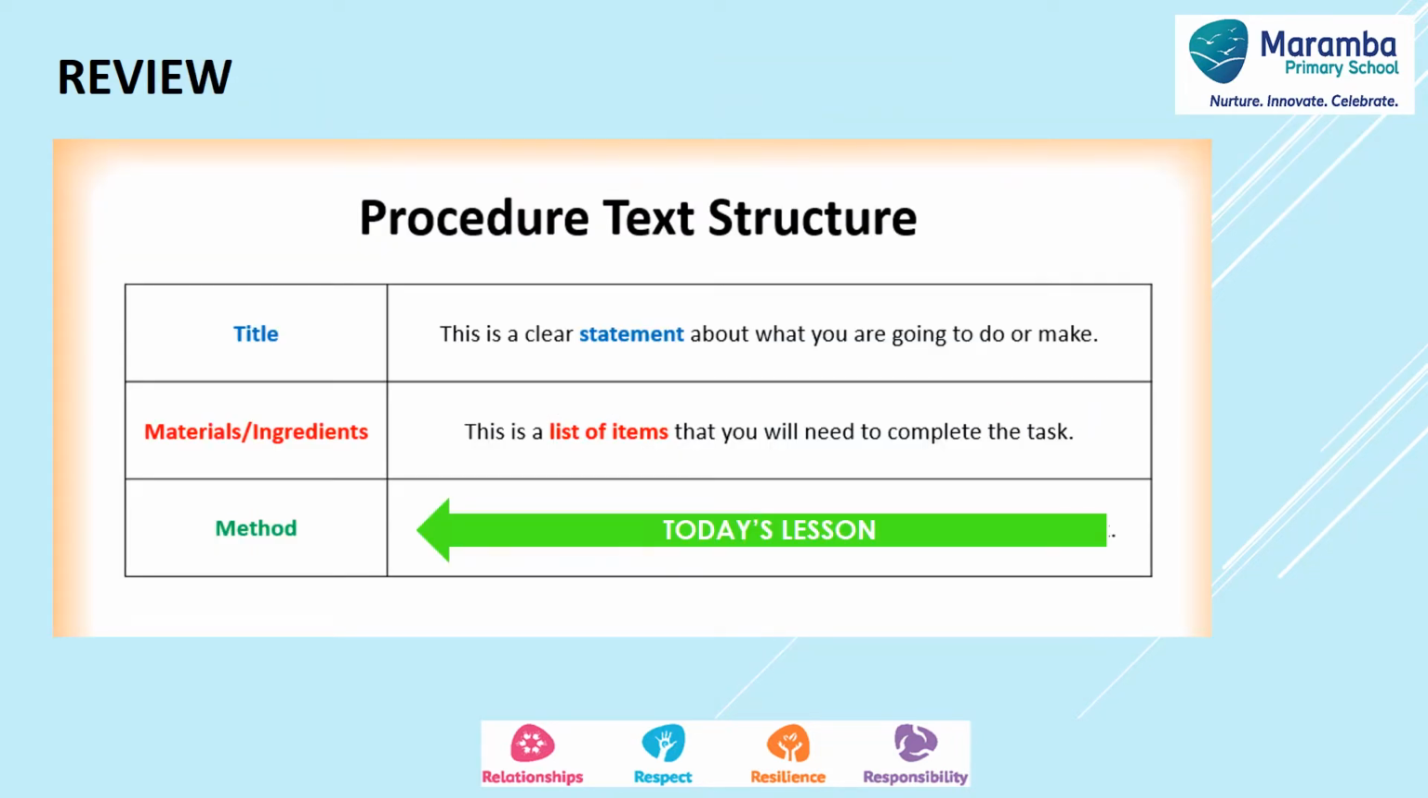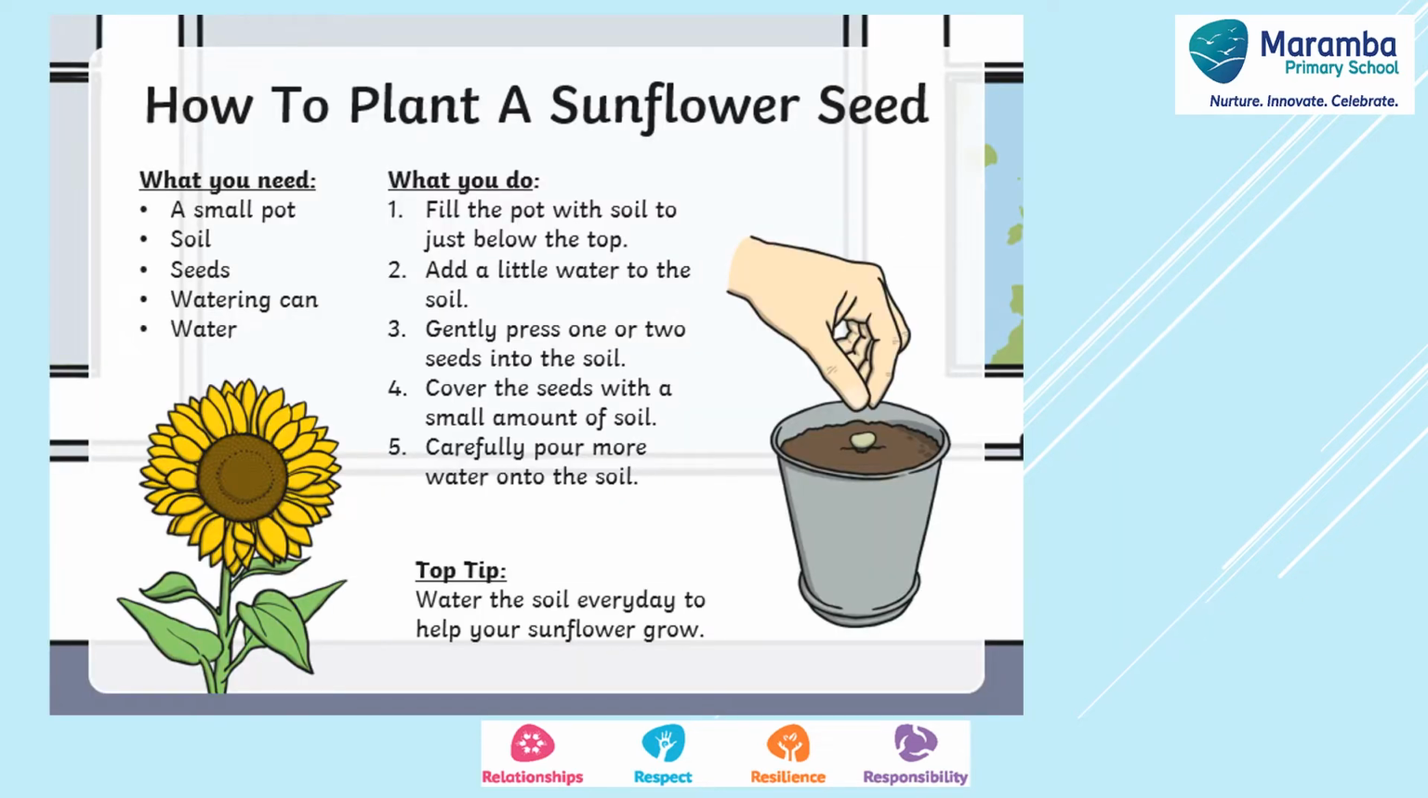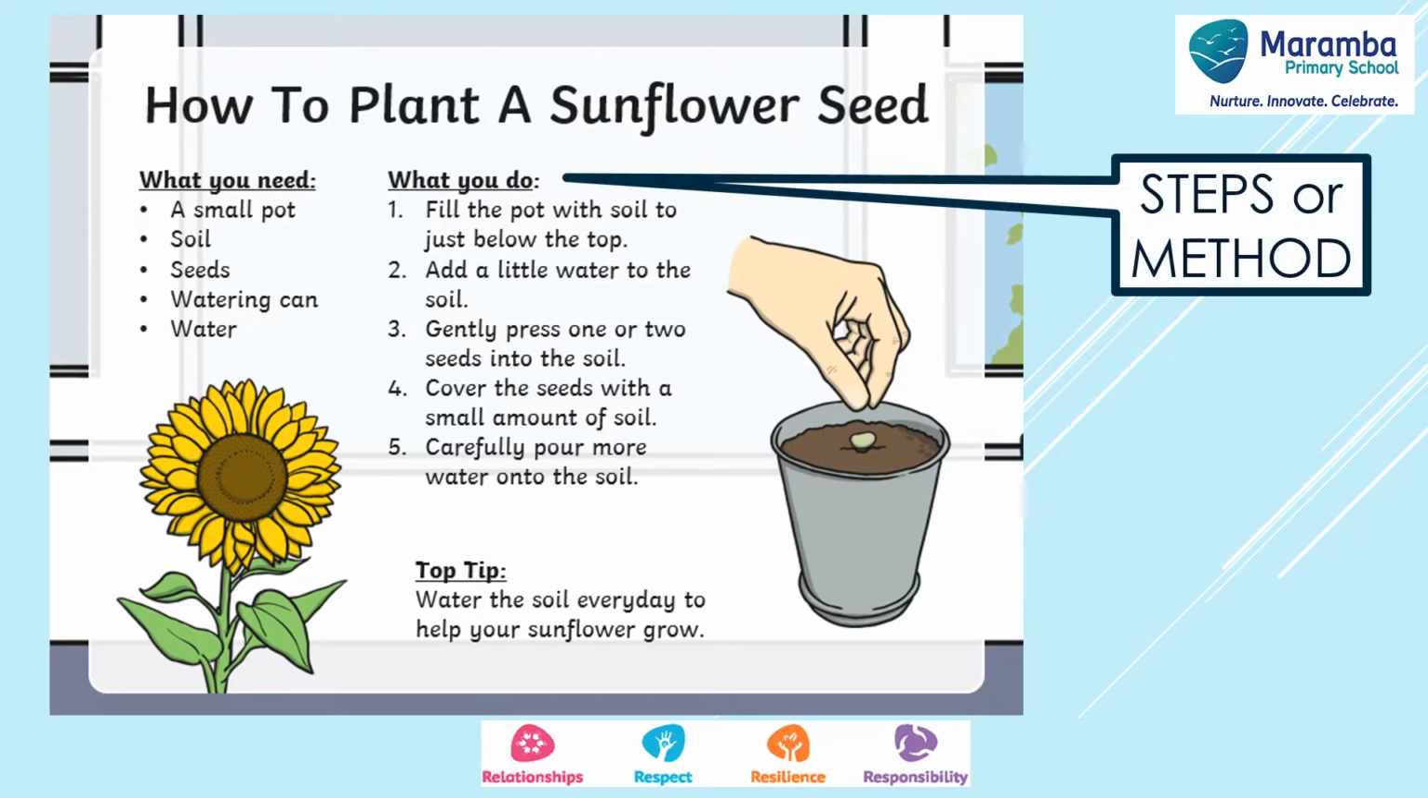Now we know that there are three parts to the structure of a procedure. We have been looking at the title and the materials in the previous lesson, and today we're going to look at the method or the steps that you need to follow. These here are the steps. This is the method that you will use to plant a sunflower seed.